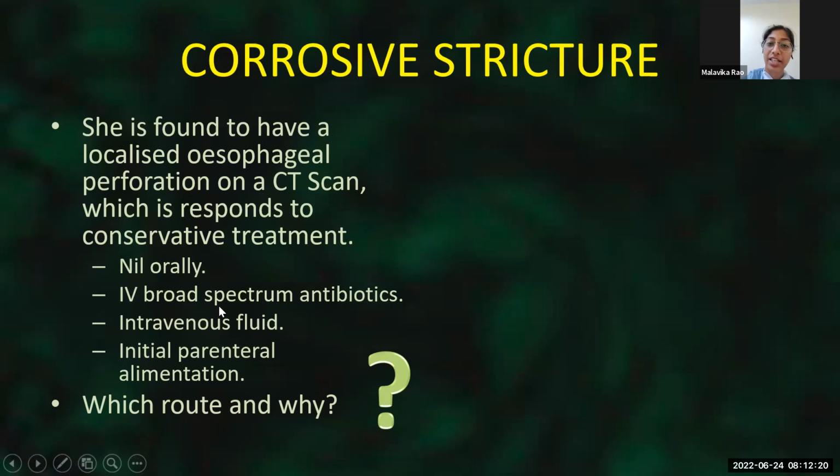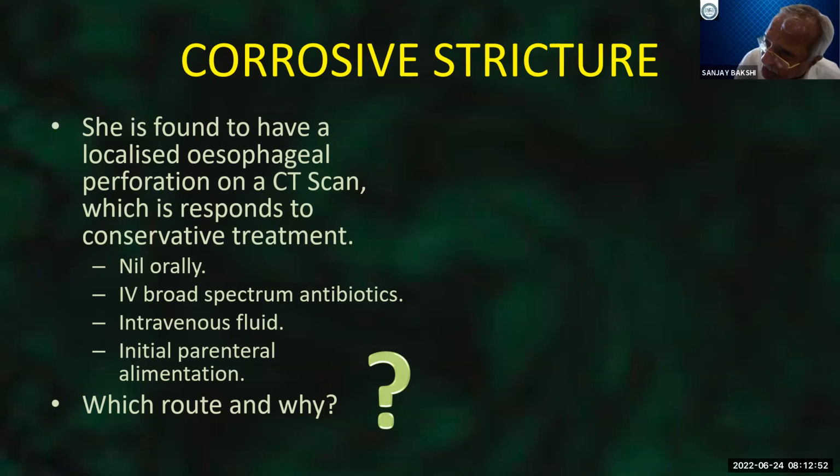So if the patient is 6 months post corrosive stricture, we have to start with whether the patient is able to take... No, background of perforation. Background of perforation. Oh, okay. So in the background of perforation, it is contraindicated to give any oral enteral nutrition.